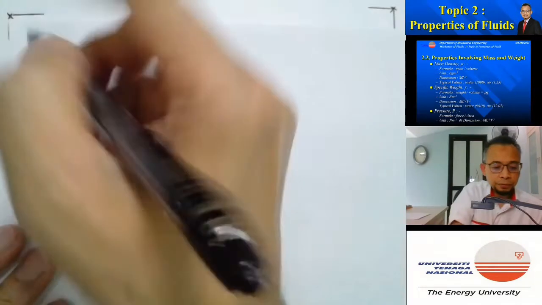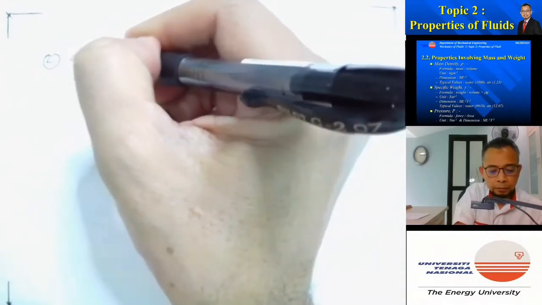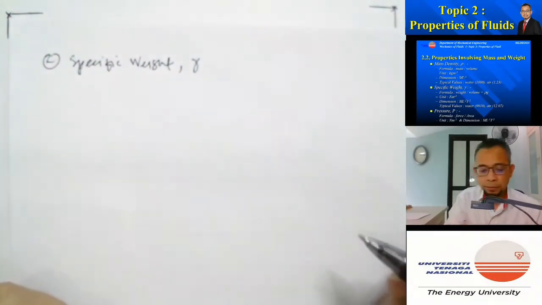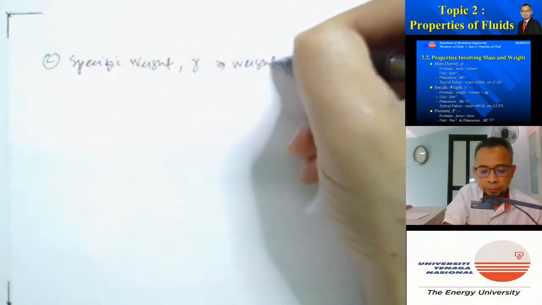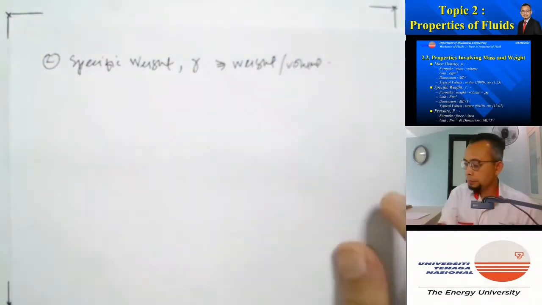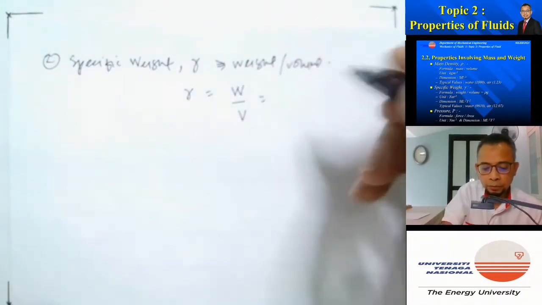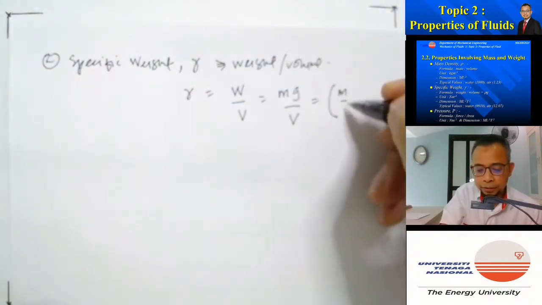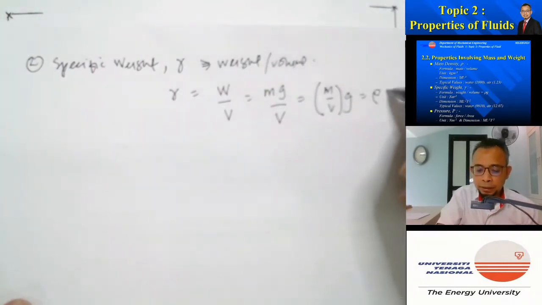Next property is specific weight. Normally we use the symbol gamma. Specific weight is defined as weight per unit volume. So the formula for gamma is weight per volume. Weight is mass multiplied by gravity, per volume. If we rearrange that, mass per volume is density, so it is also equal to density multiplied by gravity.